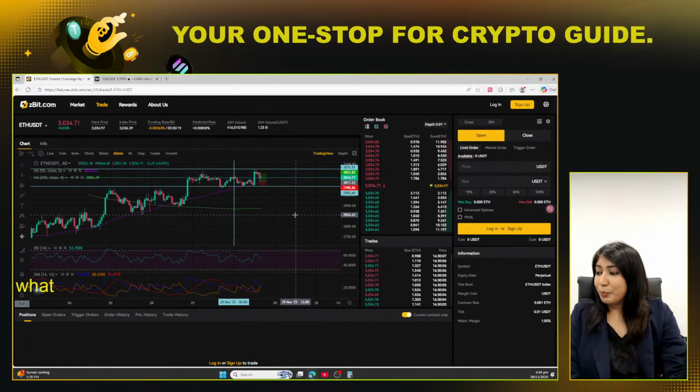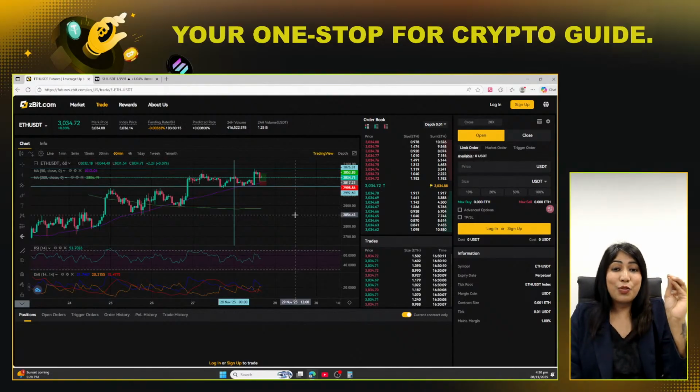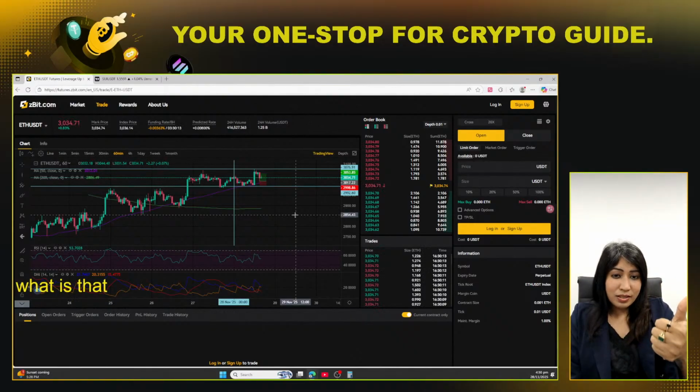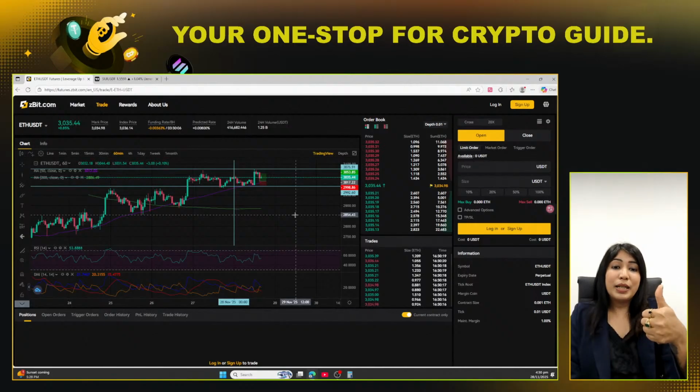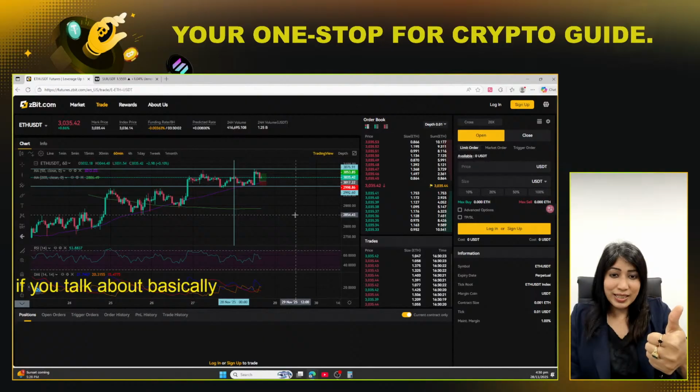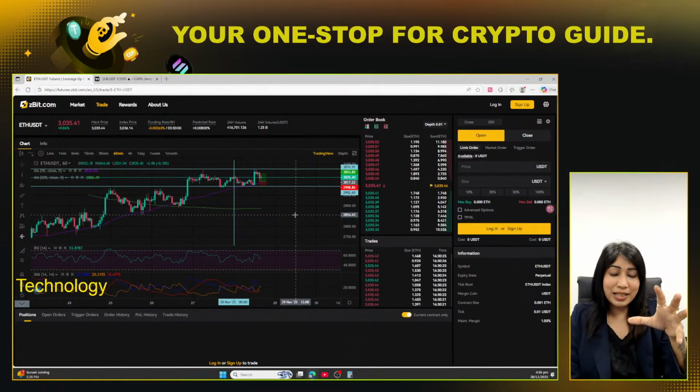Understand what all cryptos are there. Some people don't even understand what a crypto is. First understand what that is. Is it a coin, is it a token, is it a project that you're talking about, or is it a technology? Because with Bitcoin, there's a blockchain technology behind it. There is something backing it. There is something very strong behind it.